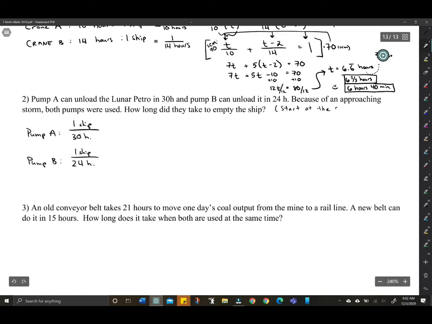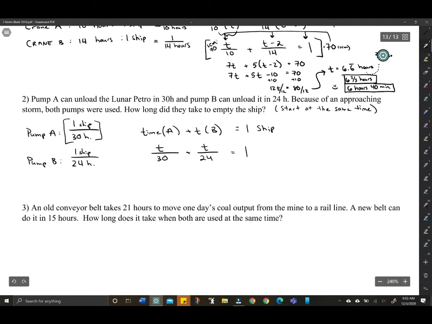So basically what we have here is we have our 1 job that needs completed. That's going to be equal to the time that pump A is working plus the time that pump B is working, which essentially just means we have T over 30 plus T over 24 is equal to 1. Okay, so A we're thinking of as 1 over 30. So that's where it's just T times 1 over 30 and T over 24.